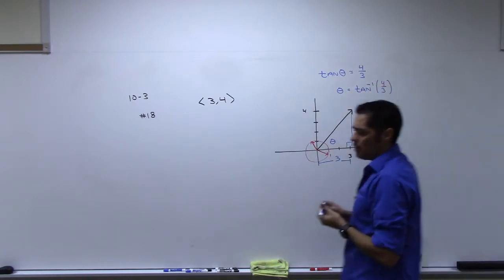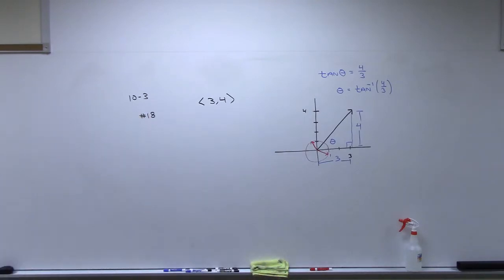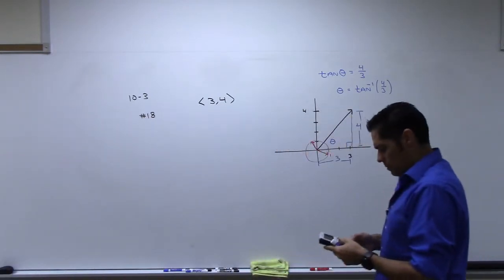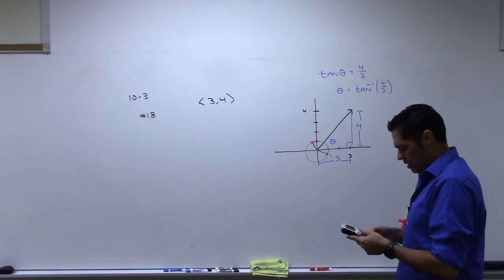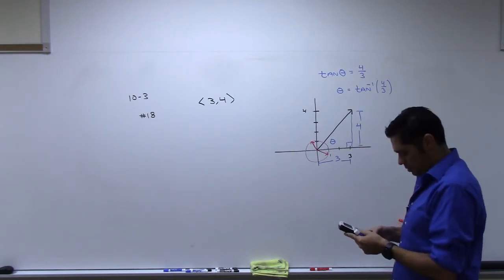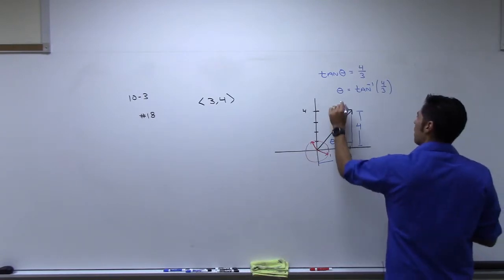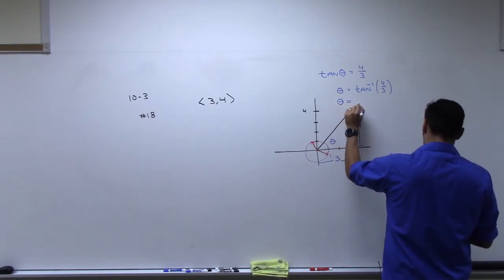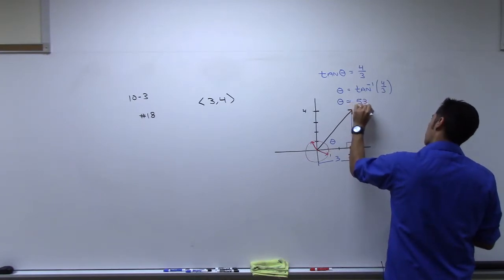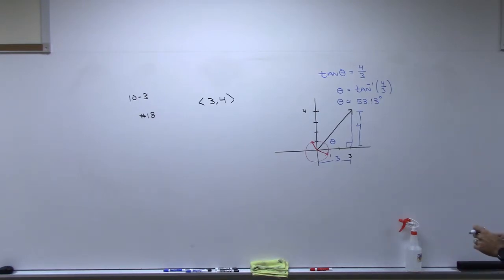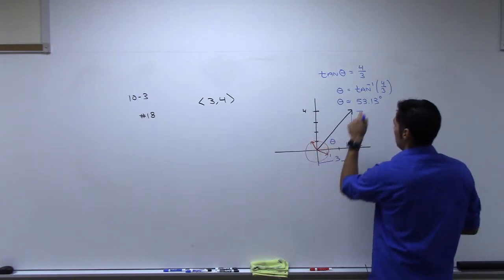I'm going to get on my calculator, in degree mode. Make sure I'm in the right mode. I am in degree mode, and I'm going to take arctangent of 4/3. And I get an angle theta that is approximately 53.13 degrees.